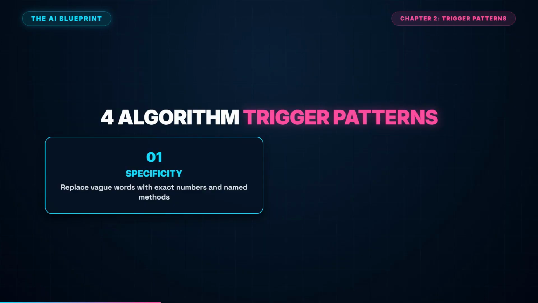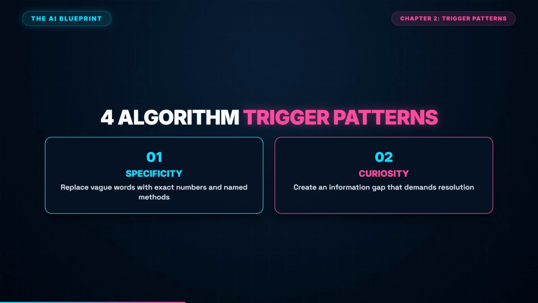Pattern 1 is the specificity trigger. Replace every vague word with an exact number or named method. The word "some" becomes 3. The word "tips" becomes the framework. The phrase "how to grow" becomes the 3 upload rule that got me 10,000 subscribers. Specificity tells the algorithm your content has density and structure. It also tells viewers exactly what they will get, which increases click-through rate and reduces bounce.